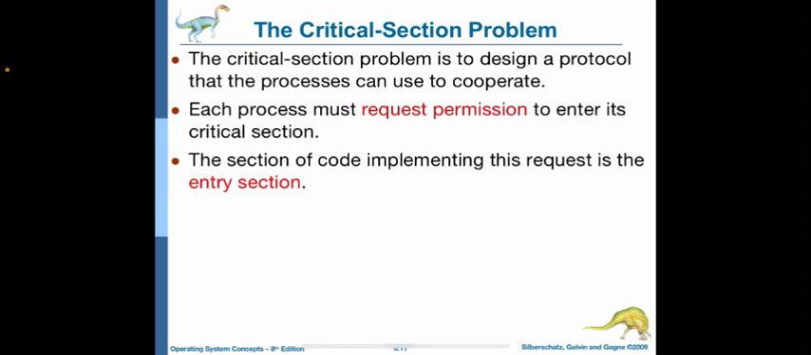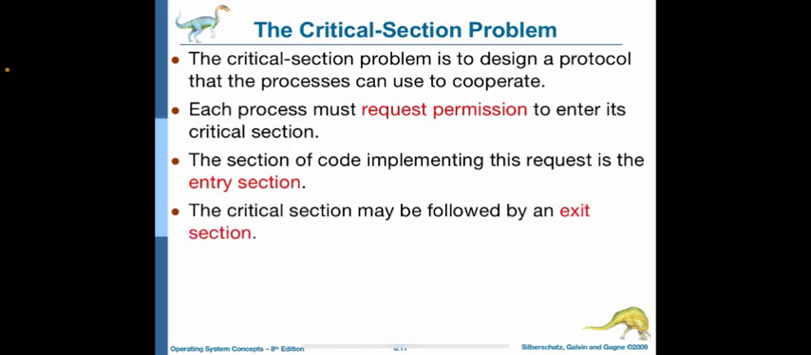The section of code implementing this request, acquiring the lock, is called the entry section. After finishing my critical section, I will release the lock. I will unlock the corresponding data and release the lock. That section of code is called the exit section. And after releasing my lock, I can continue with the remainder of my code, right? That is called the remainder section.